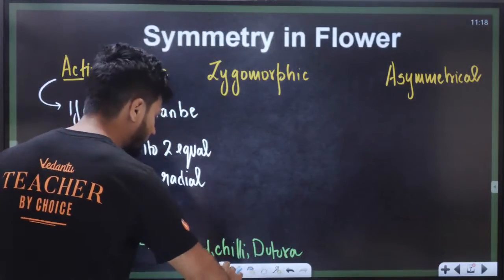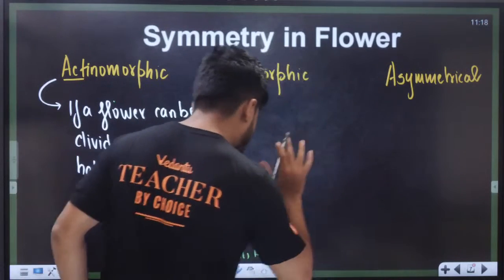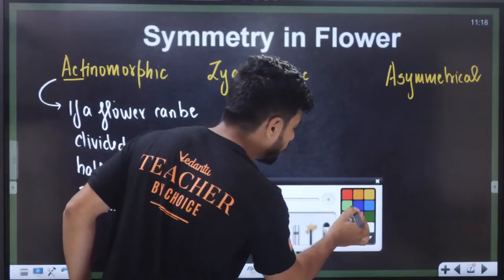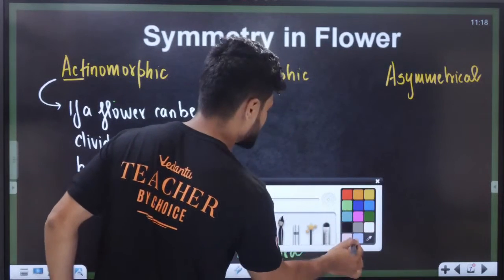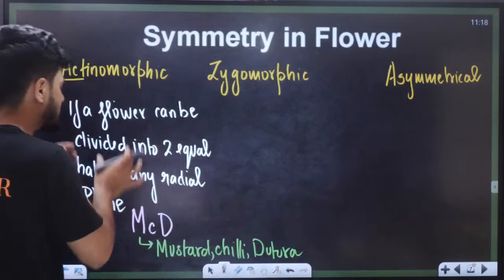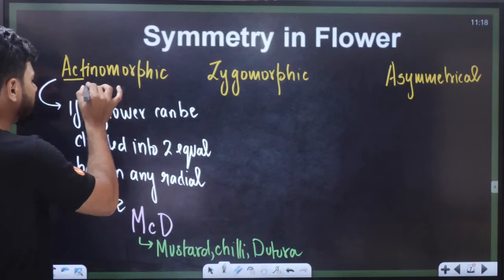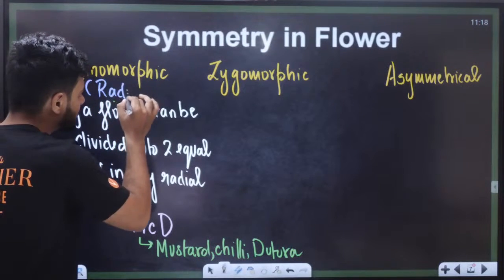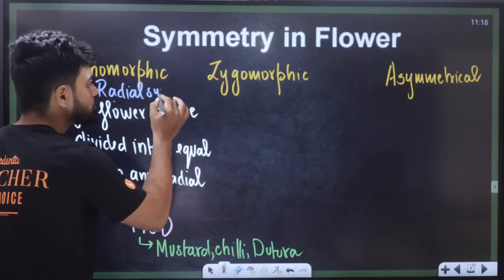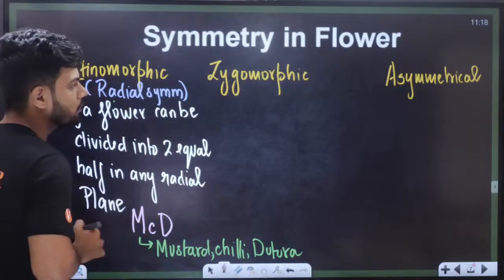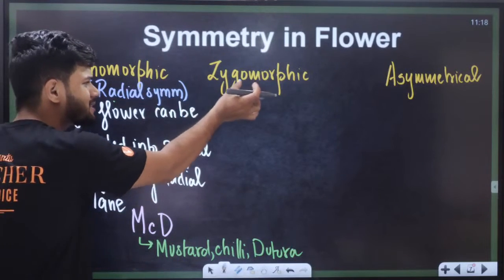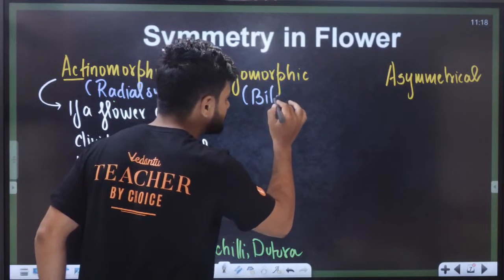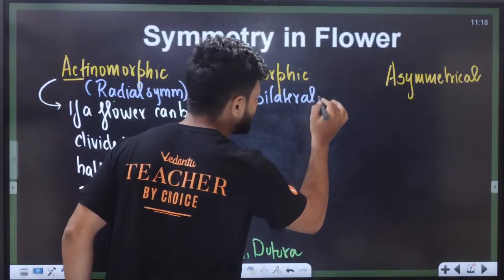Very good. Now students, I want everyone to understand that in the examination, sometimes they can give you an alternative name. For example, instead of actinomorphic they can also call it radial symmetry. So please remember the alternative name. Similarly, zygomorphic also has an alternative name, which is bilateral symmetry.